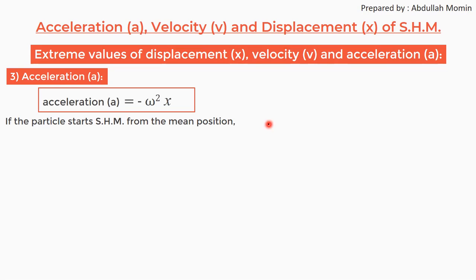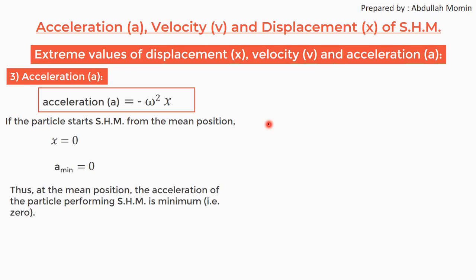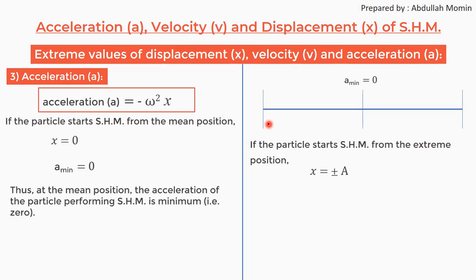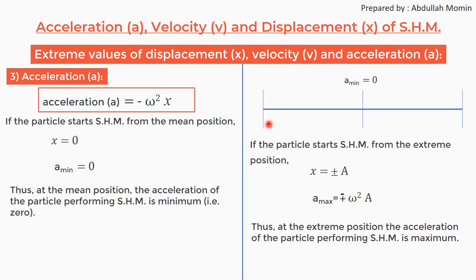अब एक्सीलरेशन की इक्वेशन है, एक्सीलरेशन की इक्वेशन में मतलब हमको क्या फाइंड आउट करना है? एक्सट्रीम वैल्यूज मैक्सिमम कब होगा, मिनिमम कब होगा? तो डिस्प्लेसमेंट 0 होता है मीन पोजीशन पे तो एक्सीलरेशन भी 0 हो जाएगा, तो मिनिमम होगा। ऐसे डिस्प्लेसमेंट मैक्सिमम होता है एक्सट्रीम पोजीशन पे तो एक्सीलरेशन भी मैक्सिमम रहेगा और ये माइनस प्लस ओमेगा स्क्वायर a रहेगा। Thus, at extreme position, the acceleration of the particle performing SHM is maximum. Extreme position पे maximum, mean position पे 0, extreme position पे maximum.